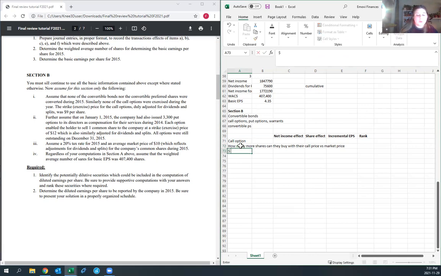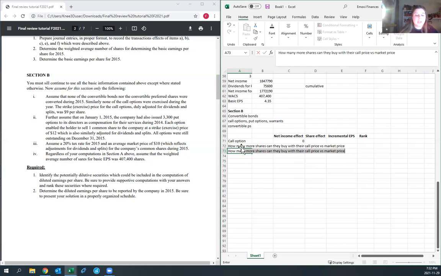So first we want to find the total amount that they can buy. So you're going to do the number of common shares that your call option holders can buy times the exercise price on those call options. Then you divide that amount by the market price, and you get the number of shares that you can buy on the market with the same amount of money. And the difference between the amount of shares that your call option holders can buy versus what they could have bought on the market is going to be your share effect. For call options and put options and warrants, there's never an income effect because it doesn't affect your income.